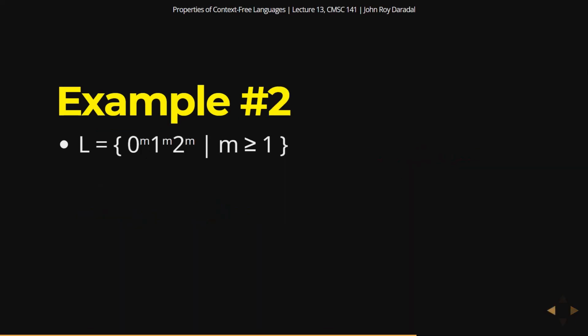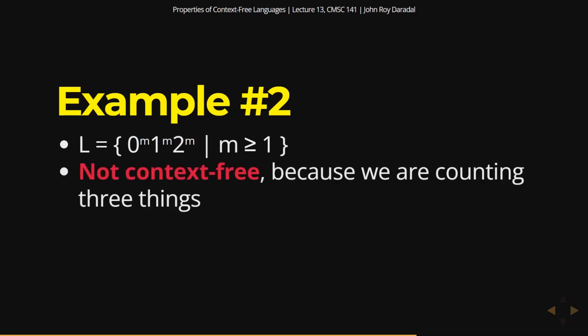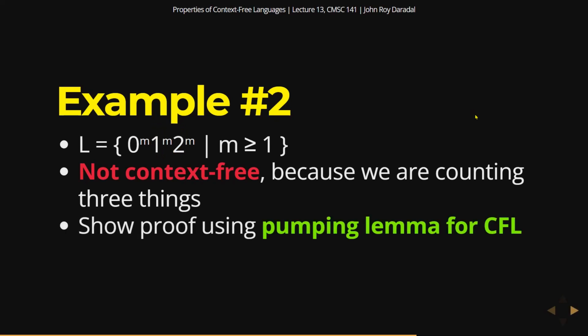Okay? So let's see another example. This time, it's the language 0m, 1m, 2m, where m is greater than or equal to 1. So the number of zeros, 1s, and 2s have to be equal, and they should be in order. So 0, 0, 0, 1, 1, 1, 2, 2, 2, something like that. So this is again not context-free because we are counting 3 things: the number of zeros, the number of 1s, and the number of 2s, and making sure that they are equal. Okay? So how do we prove it using the pumping lemma?